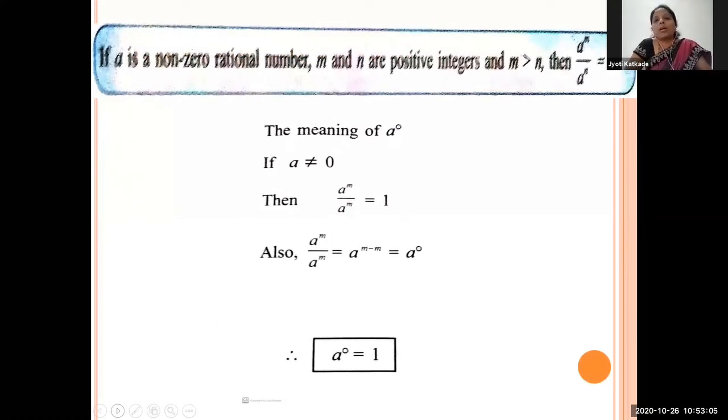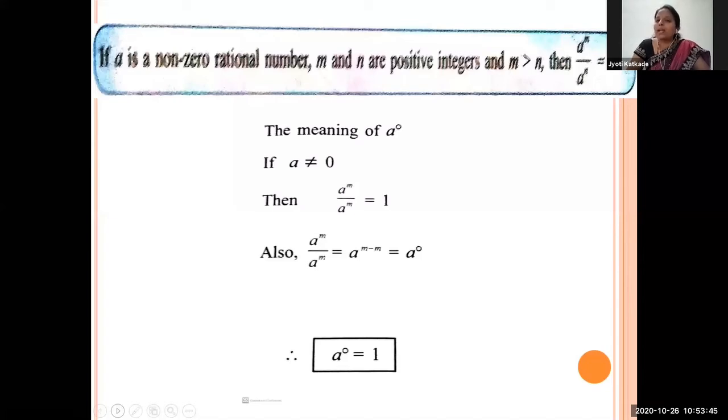If a is a non-zero rational number, m and n are positive integers, then a raised to m divided by a raised to n is equal to a raised to m minus n, and this is the law of division of indices. So the meaning of a raised to 0: if a is not equal to 0, then a raised to m divided by a raised to m is equal to 1.